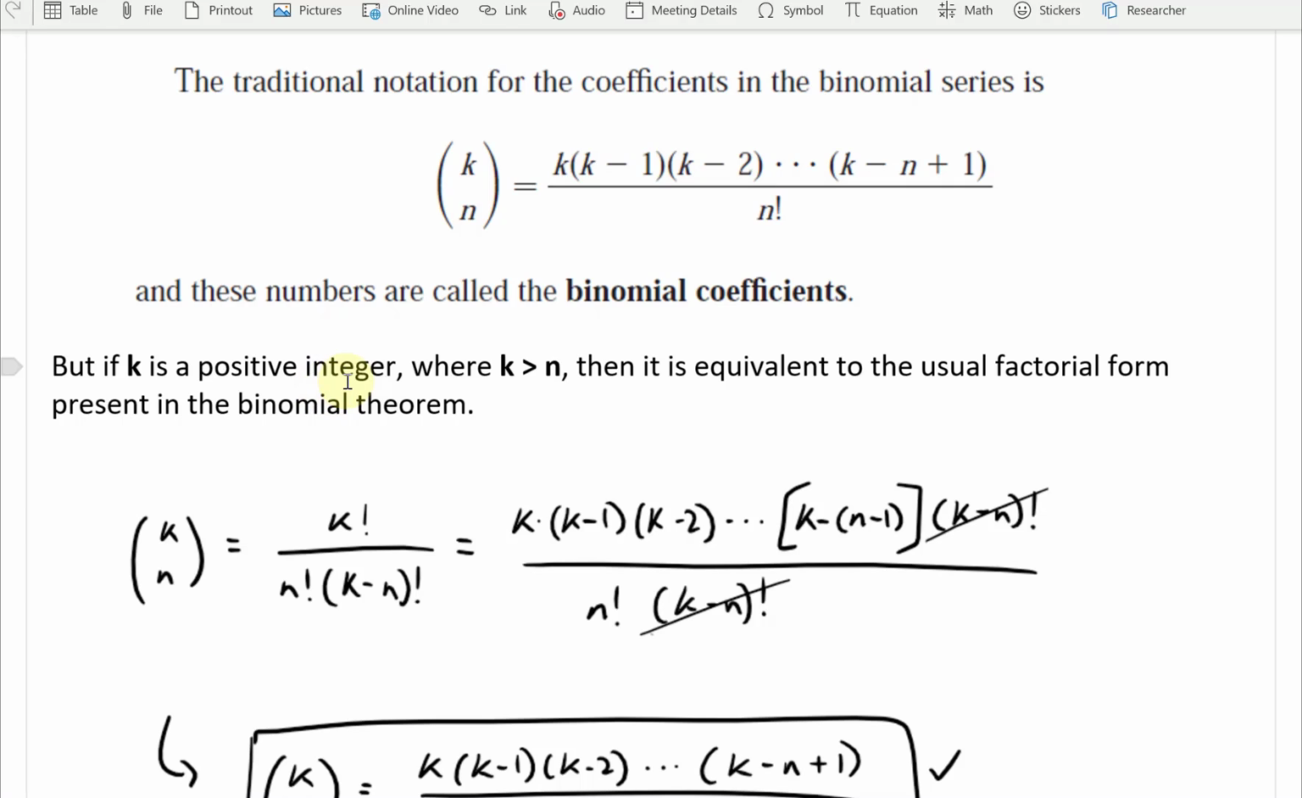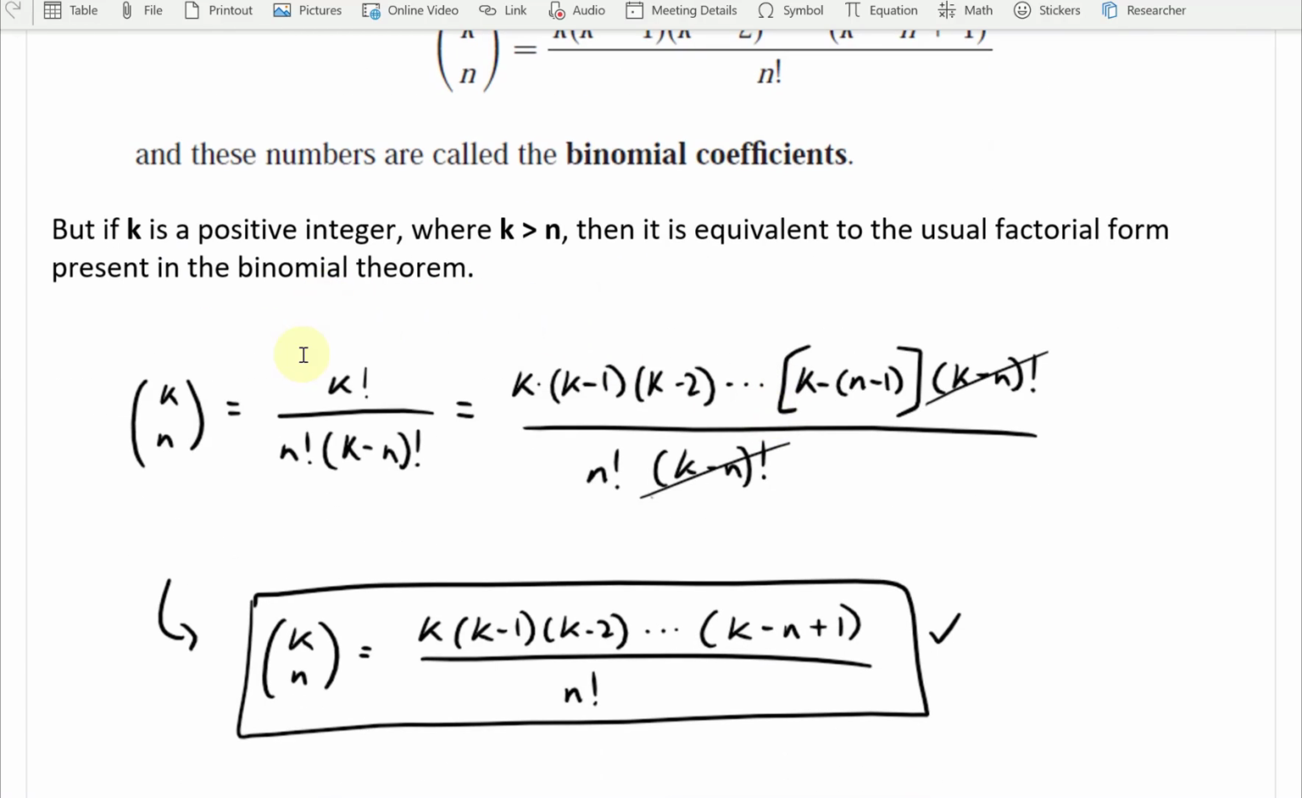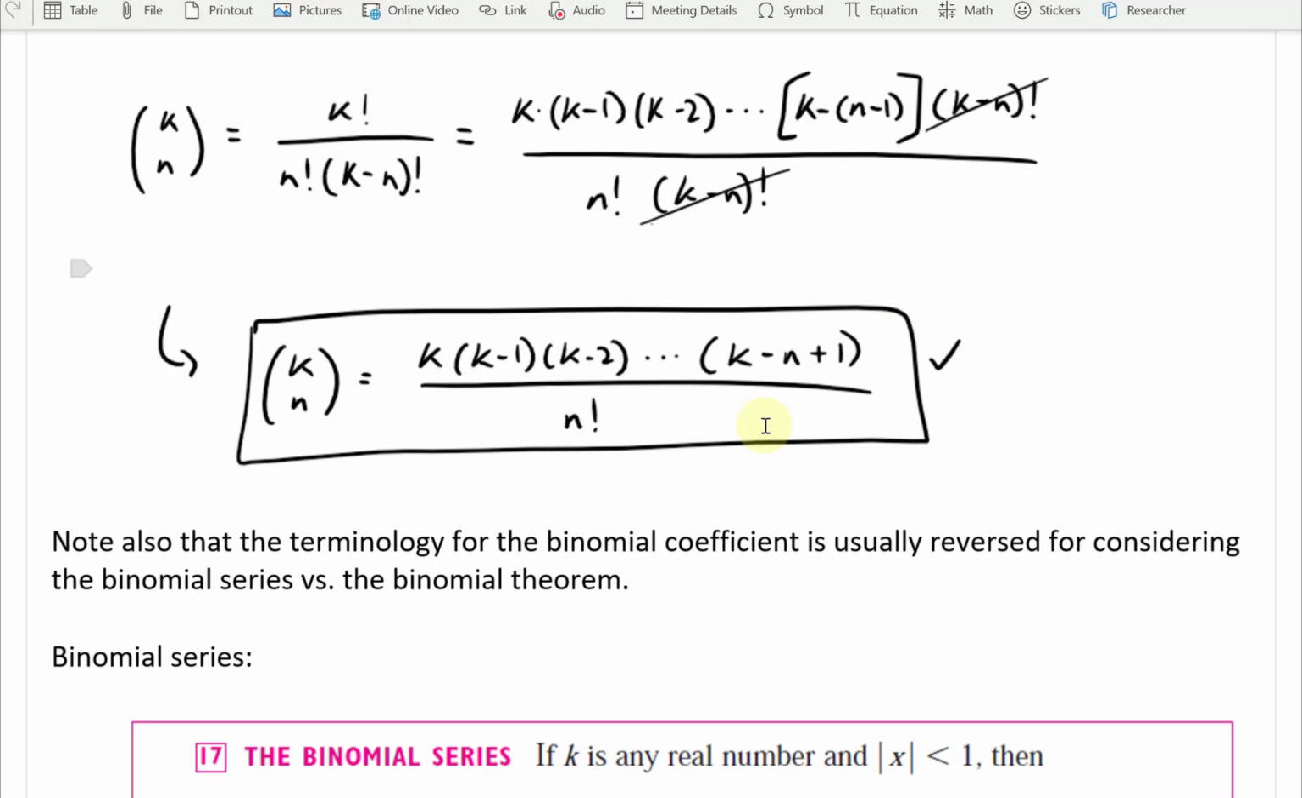But if k is a positive integer, where k is greater than n, then it is equivalent to the usual factorial form present in the binomial theorem. So remember this formula: k factorial over n factorial times k minus n factorial. This is for k choose n. This just equals k times k minus 1 times k minus 2, etc., all the way up to k minus n plus 1, over n factorial. This is just using factorial rules: the bottom k minus n factorial cancels with the rest of the k factorial, and you're just left with the traditional format.